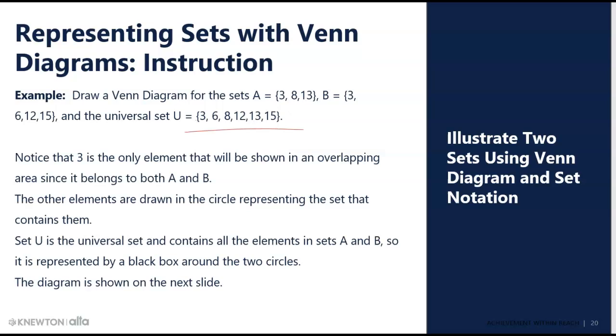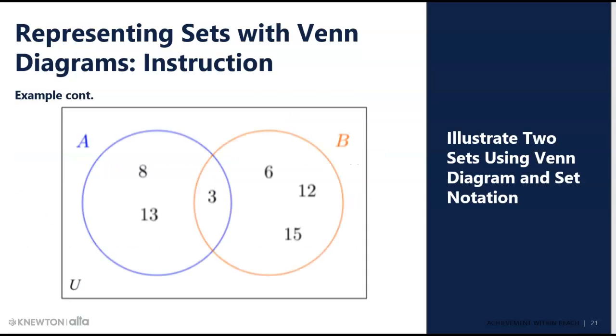The first thing you have to do is find the intersection. So what we notice is the number 3 belongs to both. That's the only number in both sets. It's easiest to find the intersection first and then to do the rest of the drawing. So there's your 3. It's in the intersection. That's the one you do first.